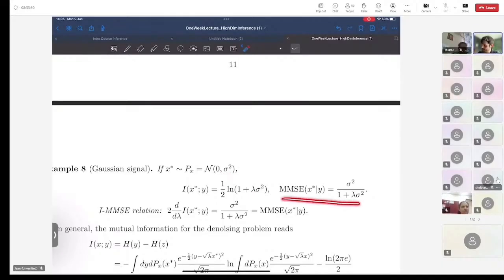I claim that the MMSE is the following, and how do I obtain this? I use the I-MMSE formula. So I take twice the derivative of the mutual information, and this is very simple. You derive this with respect to lambda, and you get this, which by the I-MMSE formula gives us the minimum mean square error. Okay? So very simple.